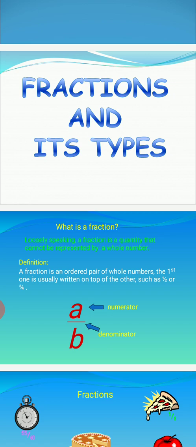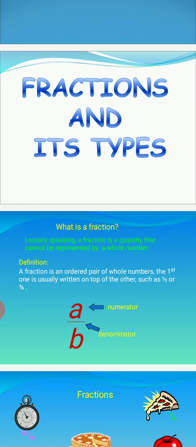Before going for the fraction and its types, we have to understand what is the meaning of a fraction. In common language, or loosely speaking, a fraction is a quantity that cannot be represented by a whole number. Or in a general way, we can say that a fraction needs a numerator and a denominator, or we can say that a fraction is an ordered pair of whole numbers.